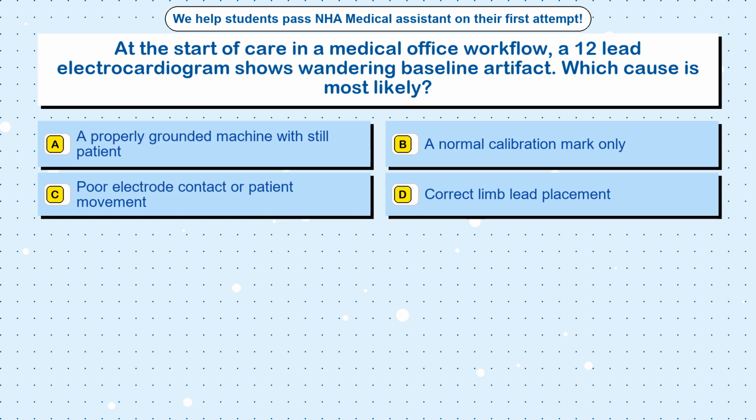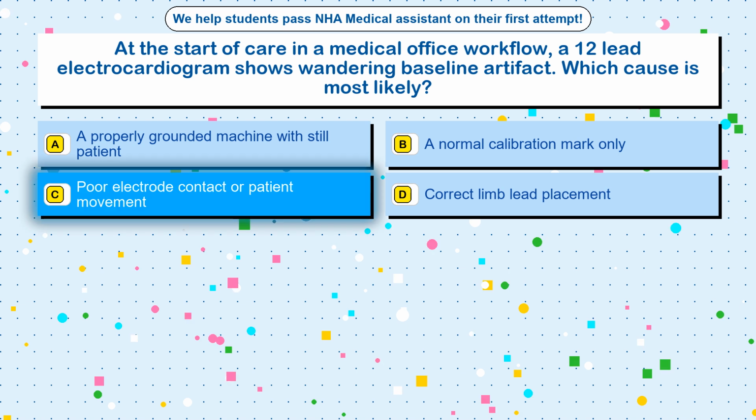At the start of care in a medical office workflow, a 12-lead electrocardiogram shows wandering baseline artifact. Which cause is most likely? Option A, a properly grounded machine with still patient. Option B, a normal calibration mark only. Option C, poor electrode contact or patient movement. Option D, correct limb lead placement.